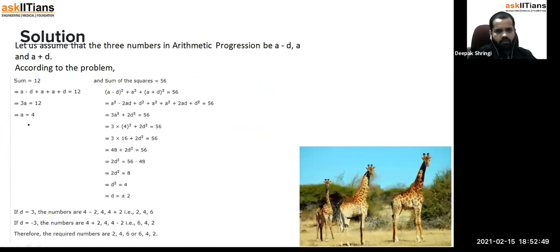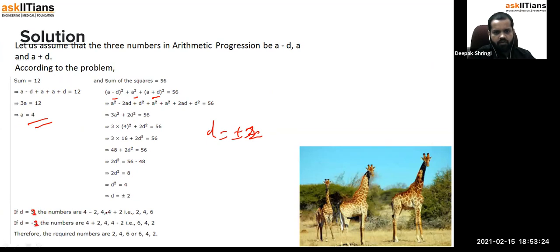In this way, a is equal to 4, right? And by having (a minus d) whole square plus a square plus (a plus d) whole square equal to 56, just open the formula a square minus 2ad plus d square and calculate, and d will be equal to plus minus 2. First time take d as 2 and second time take d as minus 2.